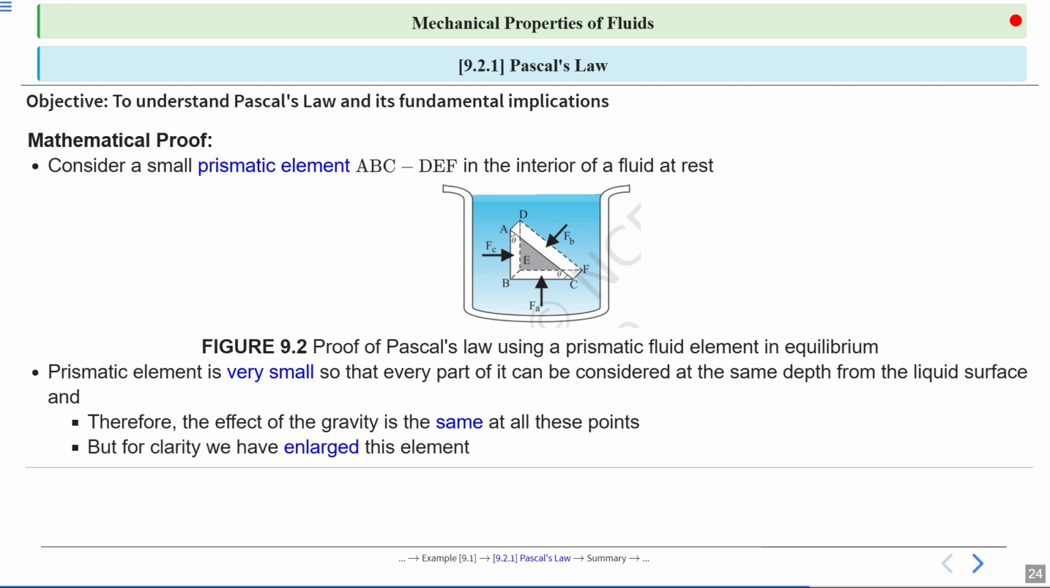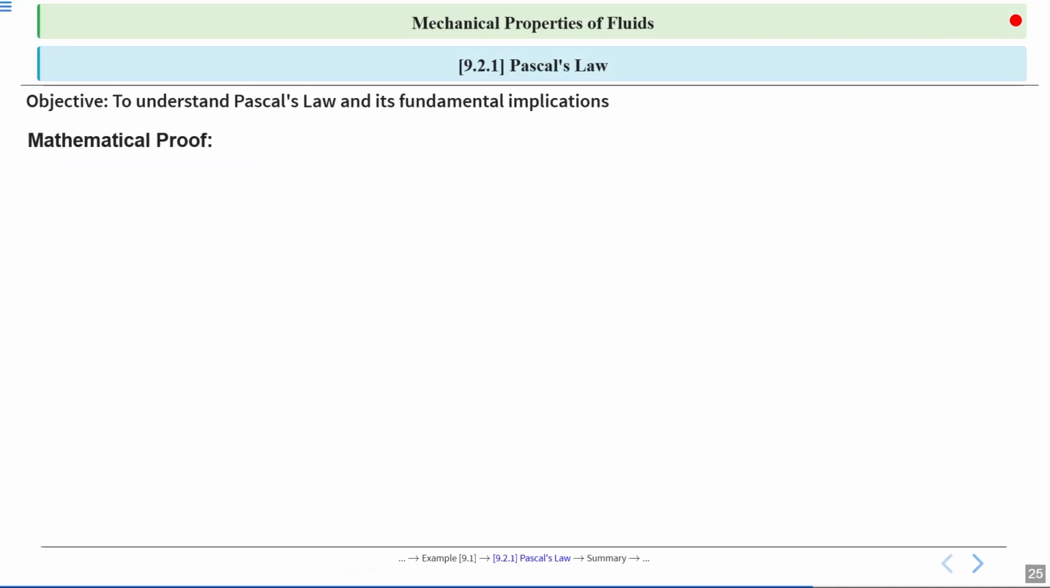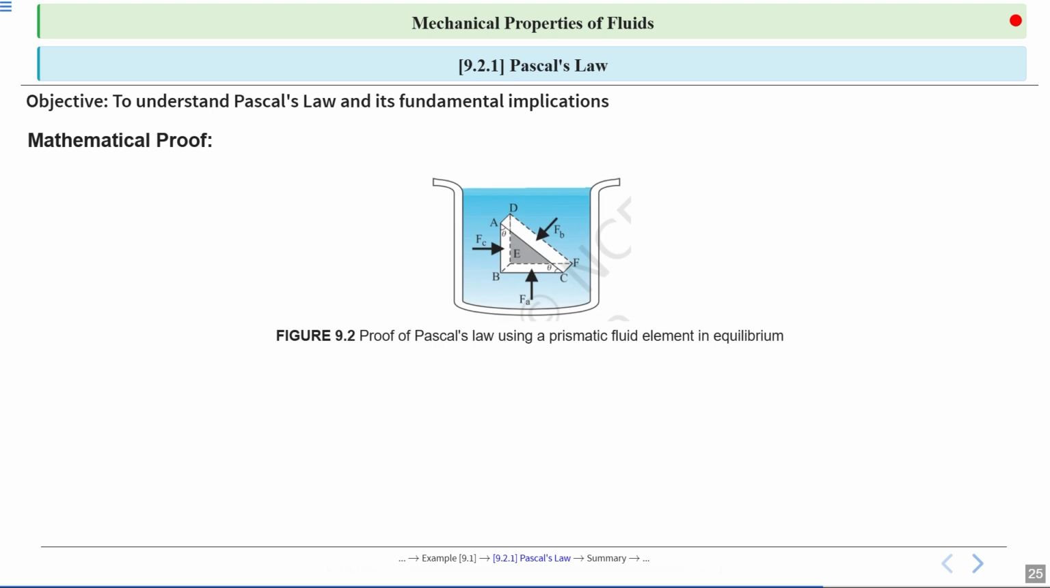For clarity, we have enlarged the prismatic element in our figure 9.2. This enlargement helps us visualize the forces acting on it more clearly. So, let's take a look at figure 9.2, which shows a prismatic fluid element in equilibrium. Notice how the pressure exerted by the fluid is represented on different faces of this element. This visual helps us understand how pressure is distributed in a fluid at rest.